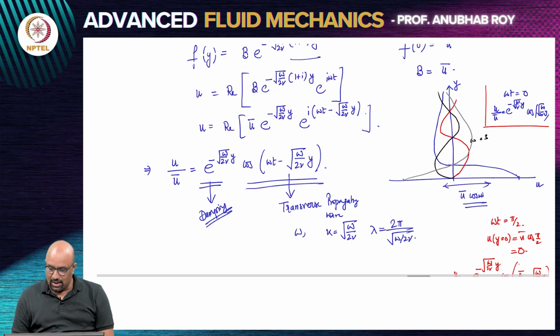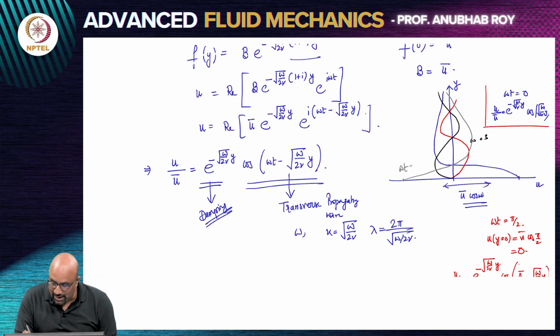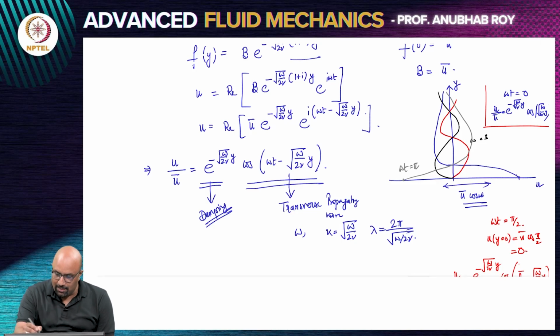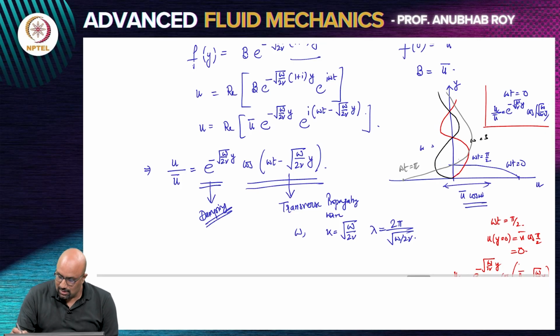This is if omega t is pi. Let me label them. So this is omega t equal to 0. The red one is omega t equals pi by 2. The black one is omega t equals, what was it? The blue one, right?